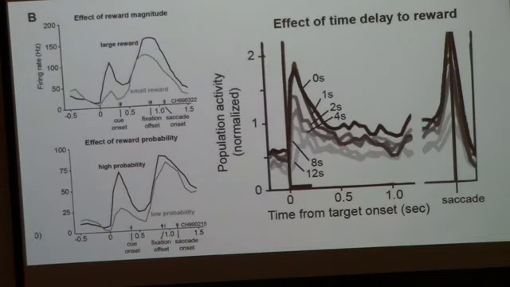Another thing over here: as the reward amount gets higher, your PPC gets more active. That's the top graph. The bottom graph shows the probability of getting a reward getting higher. Again, as you have a higher probability of receiving a reward, your PPC activity also increases.